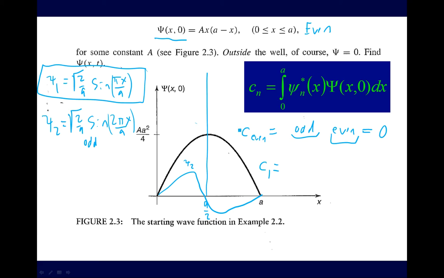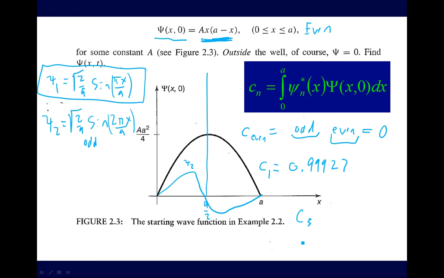The closer they are, the closer C1 will be to 1. If the function was the same, C1 would be 1. And when I calculated C1, I got something like 0.99927. So it was super close to 1. This function is not exactly a sine function, but it's very close.